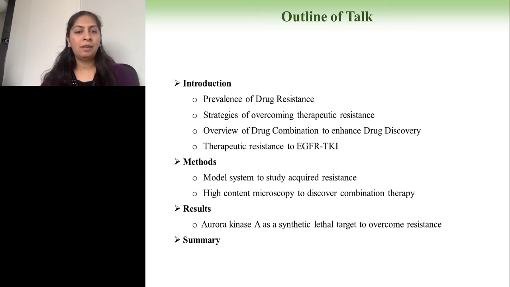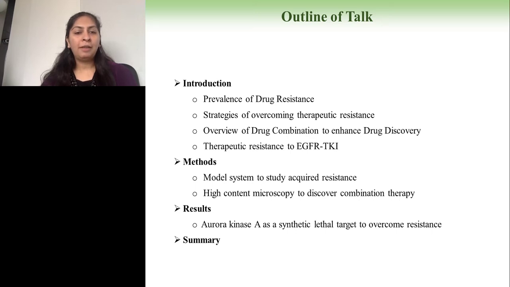First, I will introduce why drug resistance is a prevalent problem in drug discovery. Then, what are the strategies by which we can overcome therapeutic resistance, and an overview of drug combination to enhance drug discovery. And as an example of designing a rational drug combination, I will show how therapeutic resistance to EGFR TKI can be targeted using this combination and develop further strategy.